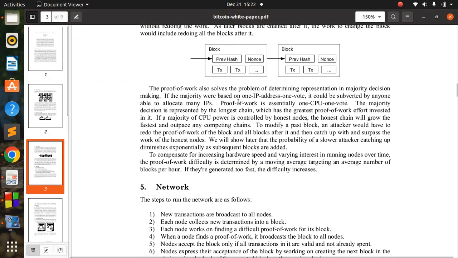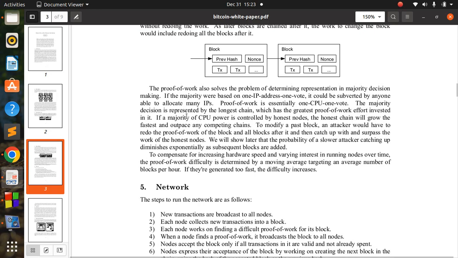So proof of work also solves the problem. If the majority were based on one IP address, one vote, it could be subverted, meaning it can be changed, by anyone able to allocate many IPs. Proof of work is essentially one CPU, one vote. One CPU can only find one key, not at a time anyway. After a miner successfully finds the key, it can go for the next transaction and begin to look for the random key. But you cannot be looking for two keys at the same time.